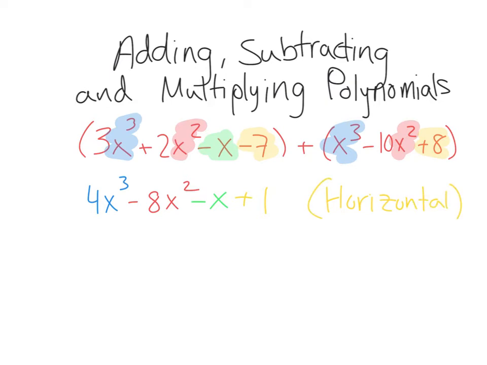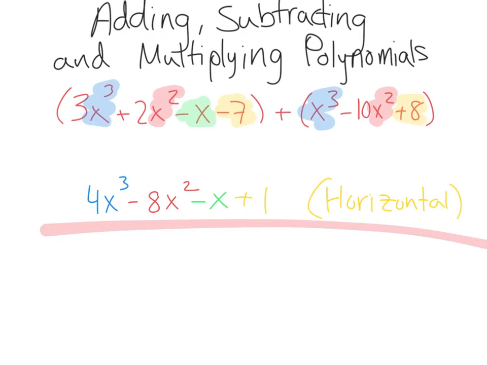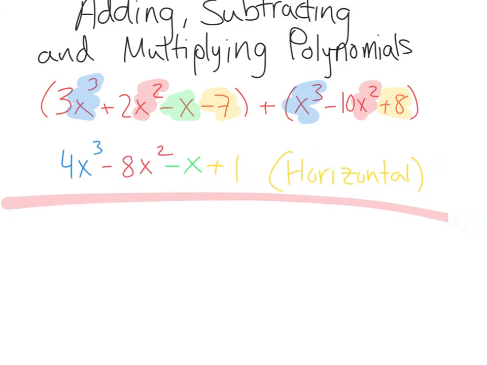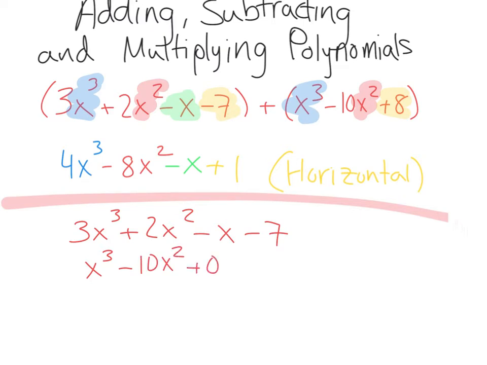And there are people who actually prefer to do this alternative method, which is the vertical, where they'll basically line everything up. And so let me go ahead and show what that looks like. Now, in the grand scheme of things, it doesn't affect your answer at all, but it does organize things a lot differently. So you would have your 3x cubed plus 2x squared minus x minus 7. Now, doing it vertically means that I'm going to line up everything. So I've got my x cubed. I've got my minus 10x squared. I don't have an x, so I need a 0 placeholder. And then I have my plus 8.